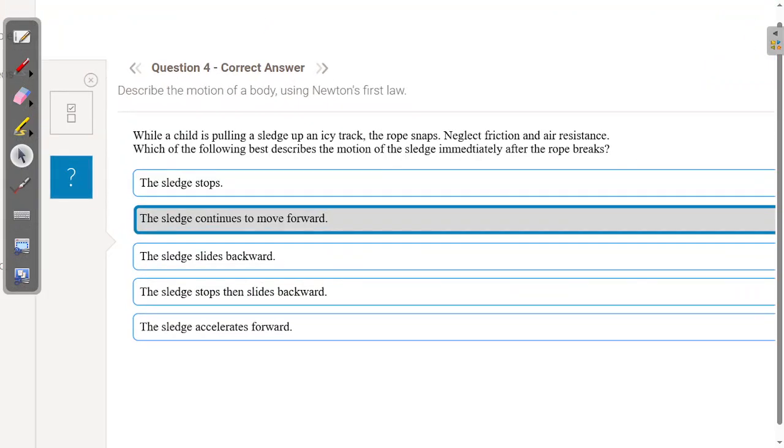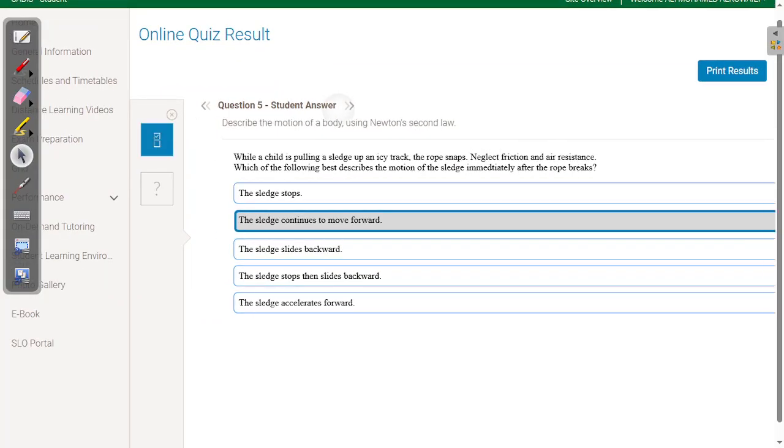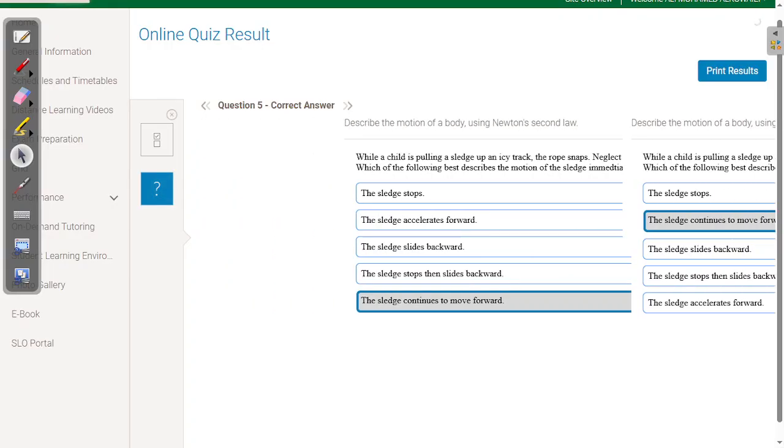Okay, now this question. When a child is pulling a sledge up an icy track, the rope snaps. Neglect friction and air resistance. Which of the following best describes the motion of the sledge immediately after the rope breaks? So what they want you to focus on is immediately, because it does stop and it does slide backward, but immediately after it just keeps moving for a bit. It moves forward for a bit before stopping. So obviously it's gonna have momentum, so it's gonna keep moving forward.